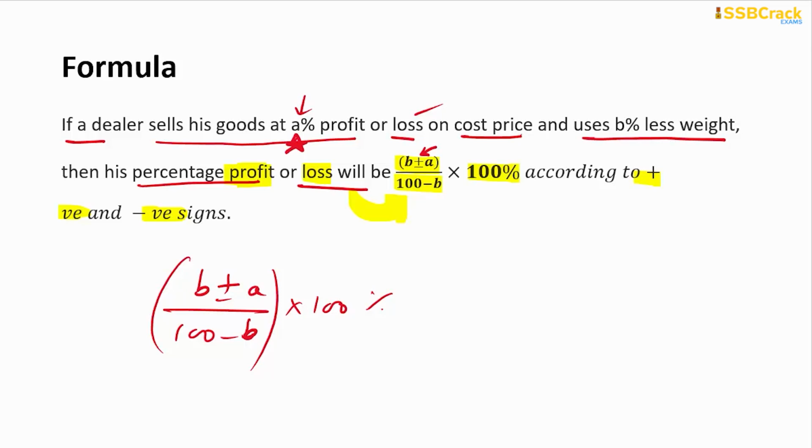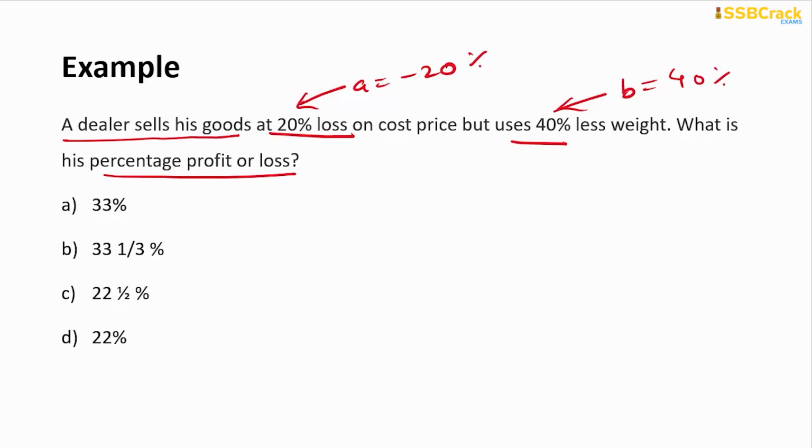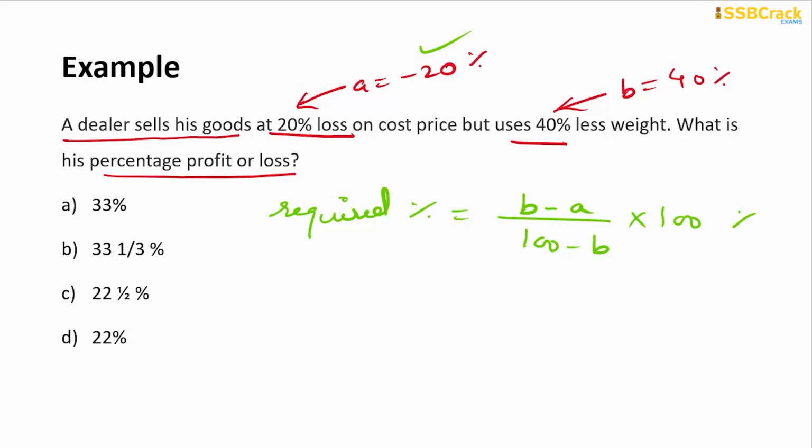And now let's check out an example. If a dealer sells his goods at 20% loss, so A, here I would indicate by negative to show you, because there is a loss percent, and he is using 40% less weight, so directly this is the value of B, right? So what is the percentage profit or loss, whatever it may be. So let us find out the required percentage by the formula B minus A upon 100 minus B, into 100, because A was negative. Alright, so this is in percentage.